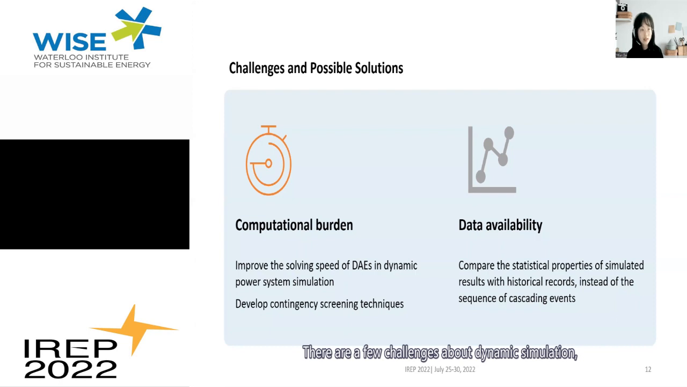There are a few challenges about dynamic simulations. Firstly, the computational burden. The detailed dynamic simulation of a cascading process can contain thousands of state variables to represent system behavior and relay actions. So in order to increase the simulation speed, techniques were developed for two main purposes. One was to improve the solving speed of differential algebraic equations, which can enhance the efficiency of individual simulations.